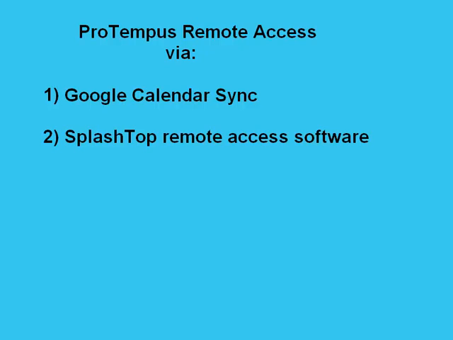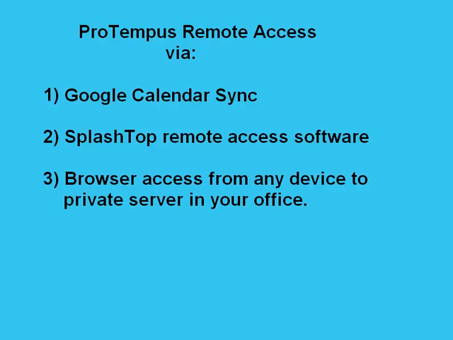The second method, use a remote access software such as LogMeIn or Splashtop. We currently recommend Splashtop over LogMeIn, due to its speed and user-friendly nature. These programs enable desktop connection at your office and remotely perform any function that can be completed at your office computer. The third method, the new Remote Access ProTempus browser interface, which this video discusses in detail.